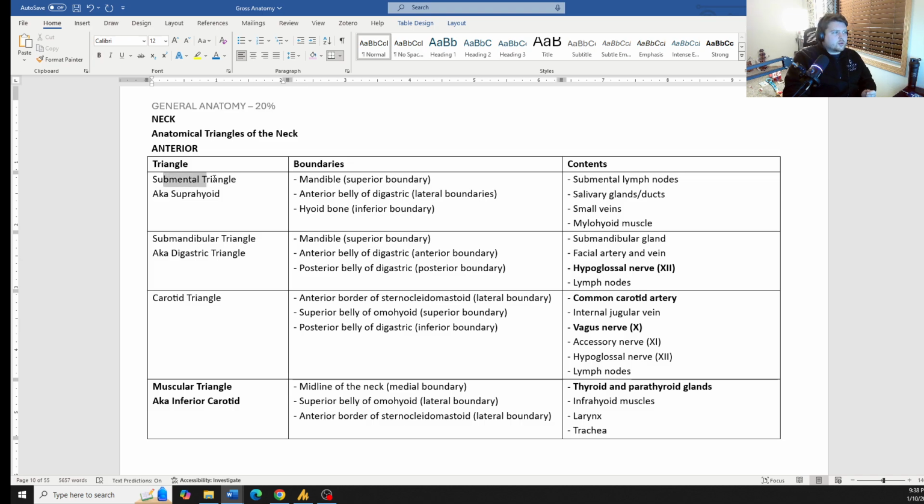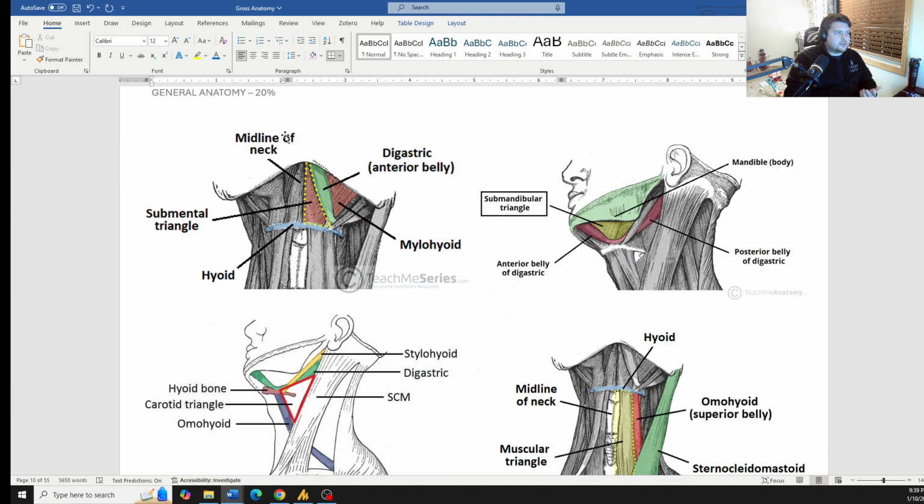So the first one we'll talk about is the submental triangle, also known as the suprahyoid triangle. We stop, we think, where is this? Break it down. Submental, sub meaning below. Mental, when we talk about the mental, we're referring to the chin. So it's going to be directly below the chin, but above the hyoid bone. So we see it right here. There's the chin, so below the chin, but above the hyoid, the submental triangle.